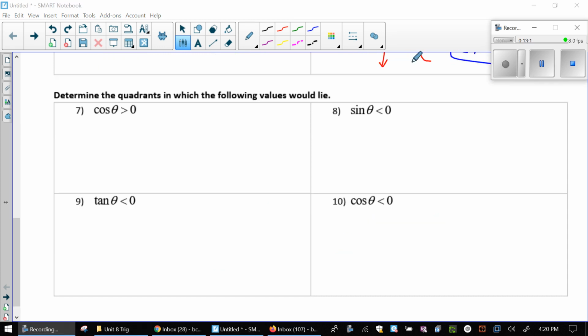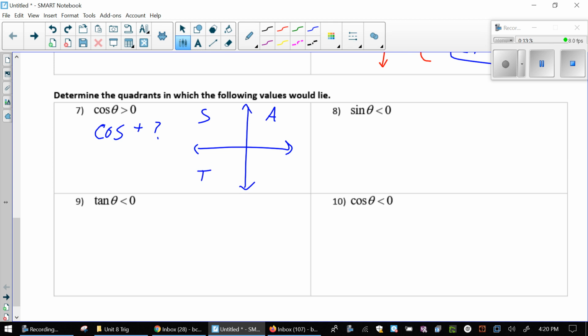All right, let's continue with our next several problems here. Okay, all we're asking is to determine the quadrants in which the values would lie. So this is simply saying, where is cosine greater than 0? So where is cosine positive? If you guys just do this once, this will be pretty quick for all of these problems. A smart trig class. So cosine is positive here and here.